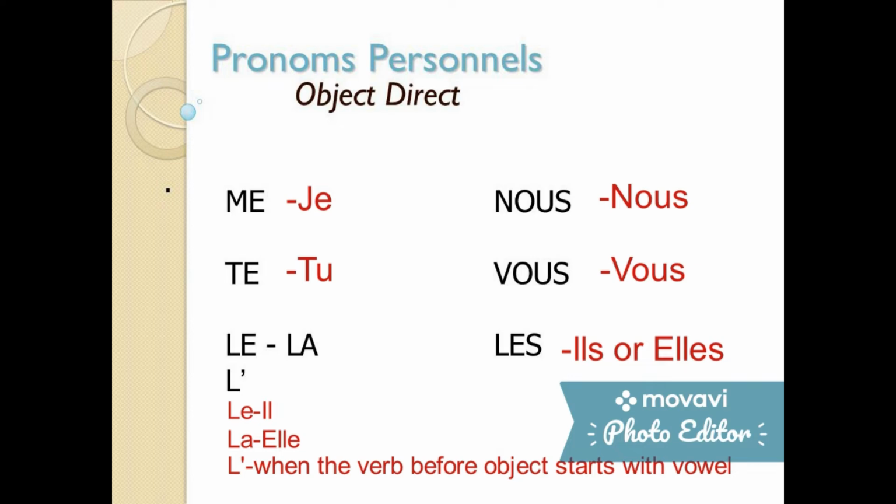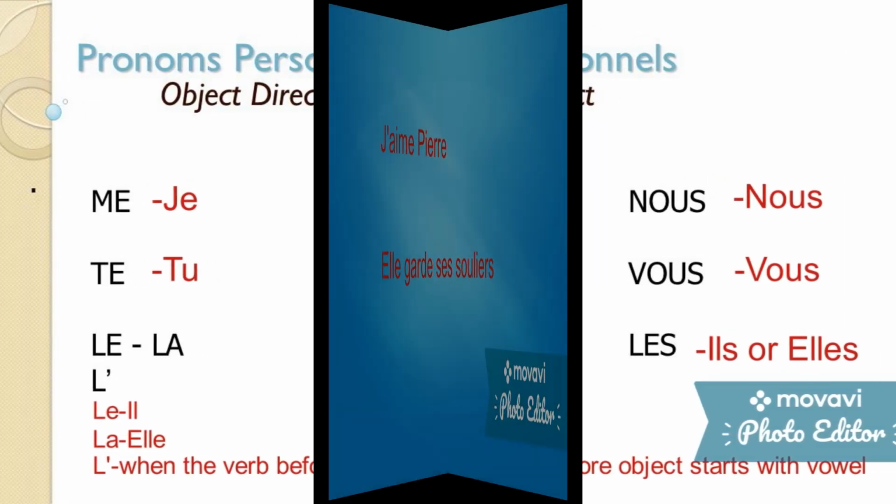Me is used for je, te is used for tu, le is used for il, la is used for elle, l apostrophe is used when the verb before the object starts with a vowel. Nous is used for nous, vous is used for vous, les can be used for both ils or elles.